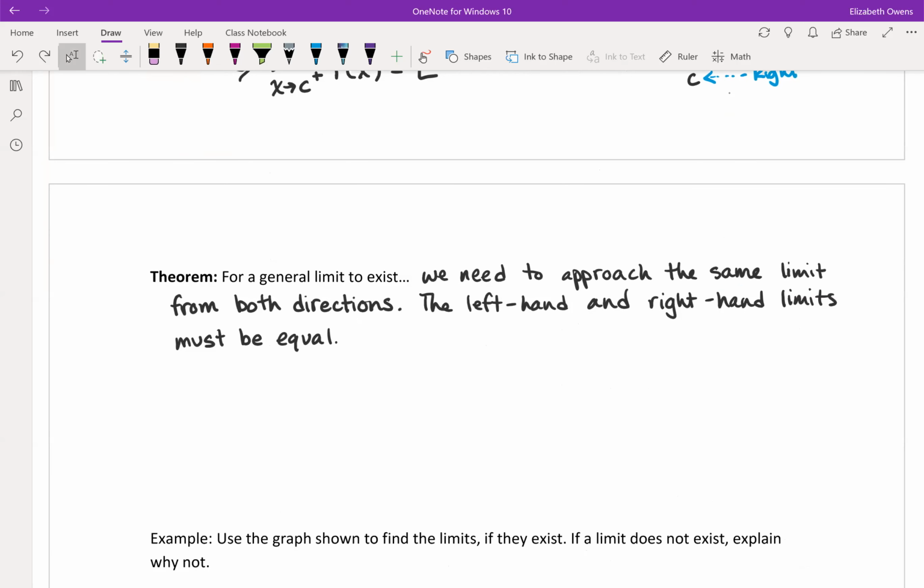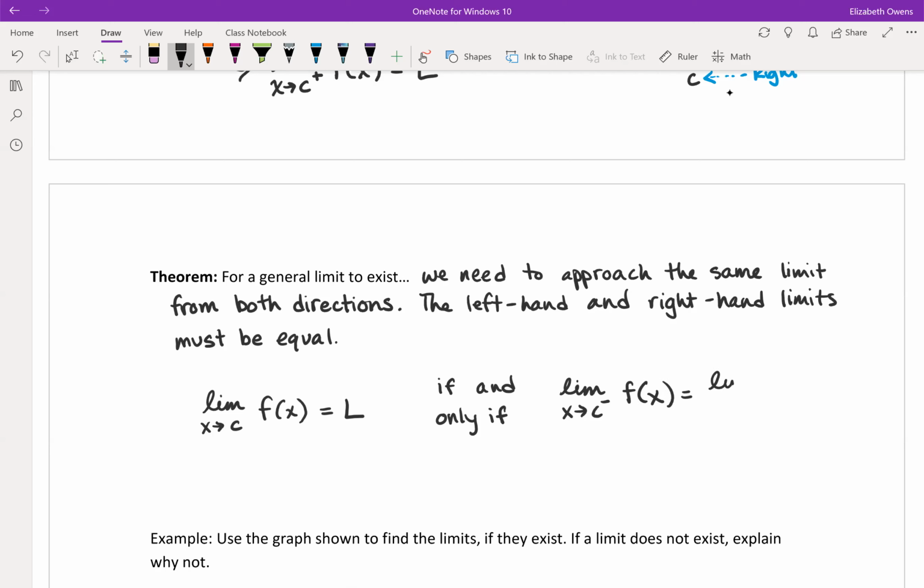Okay, in mathematical notation for this theorem, we can say that the limit as x approaches c of f of x equals L if and only if, so this makes a very strong statement here, if and only if the following is true. The limit as x approaches c from the left of f of x equals the limit as x approaches c from the right of f of x. So those are both equal to L.